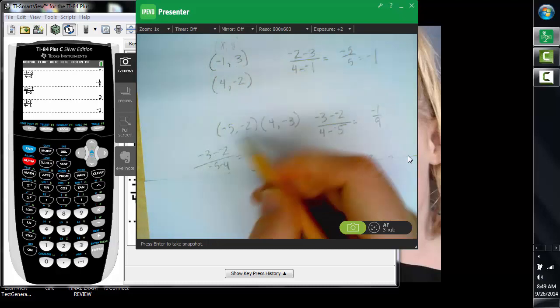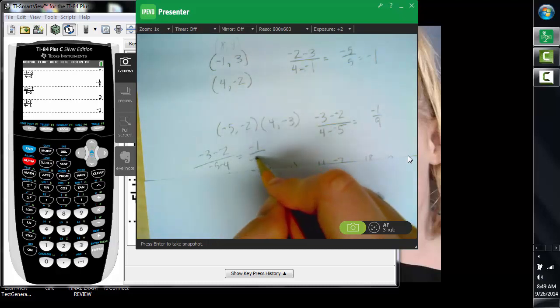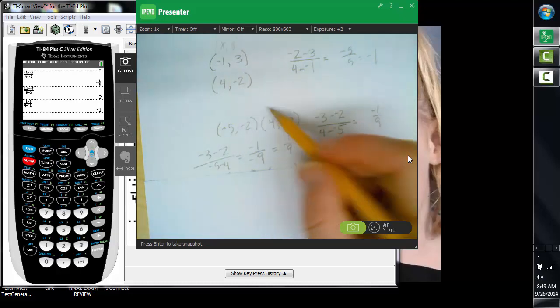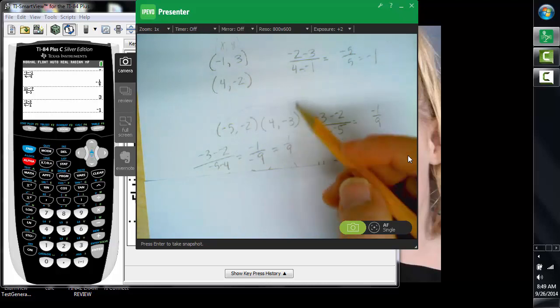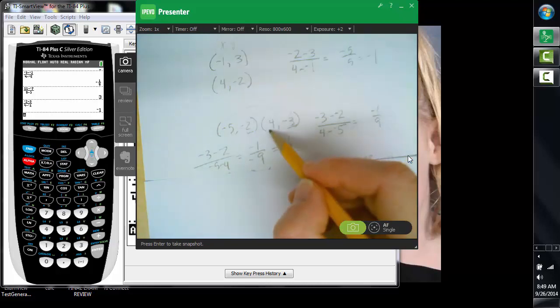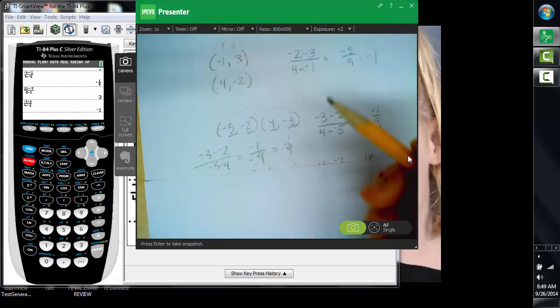What that's going to do is it's going to give me a -1 on the top, but on the bottom it's going to give me a -9, and a negative over a negative is a positive. So what will happen if you don't go in the same order is you'll get the wrong sign on your slope. So I really need to make sure that if you go right minus left for the y's, that you go right minus left for the x's.